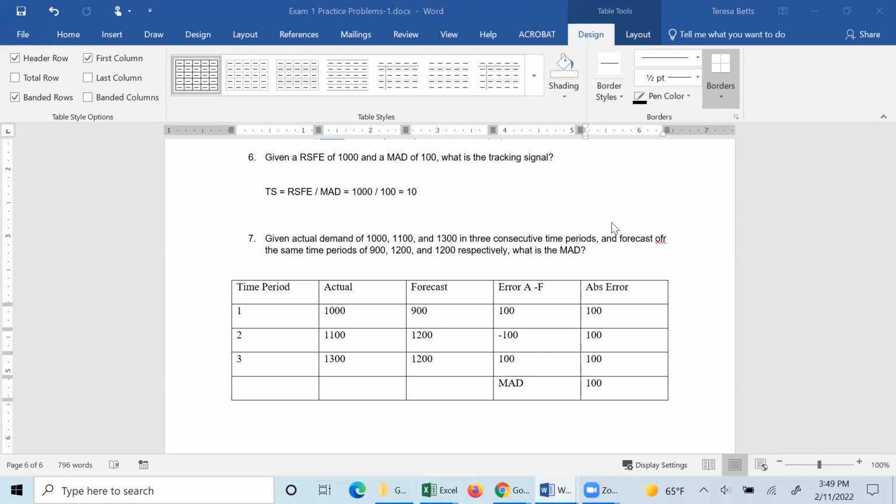So that does it. That's our kind of review of the types of problems that you're going to see. Just a quick reminder that if you show me your work, I can give you partial credit. If you don't show me your work, you'll either get all the points or none of the points. Hope that helps.